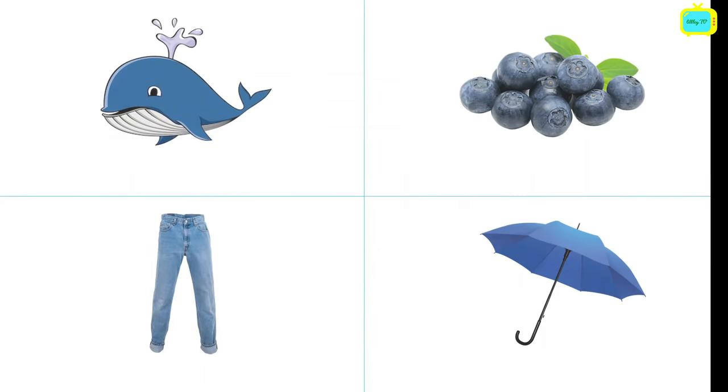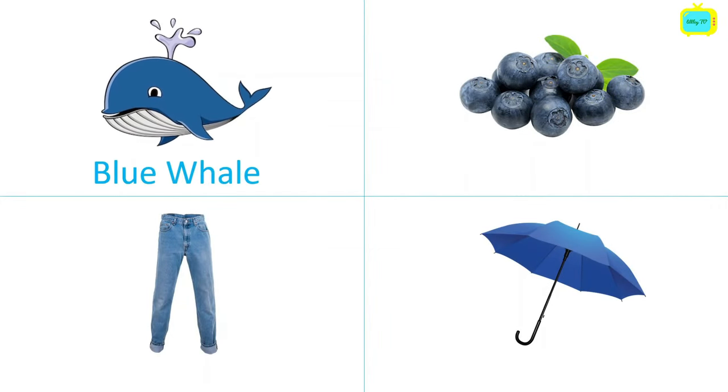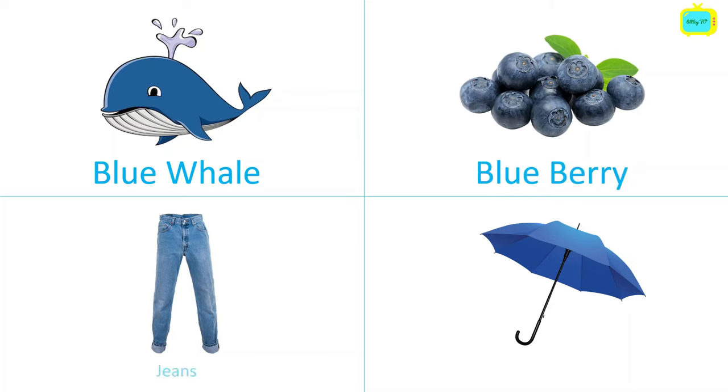Blue. Blue color. So let's see what things we have in blue color. Blue whale. Blueberry. Jeans. Blue jeans. Umbrella. Blue umbrella.